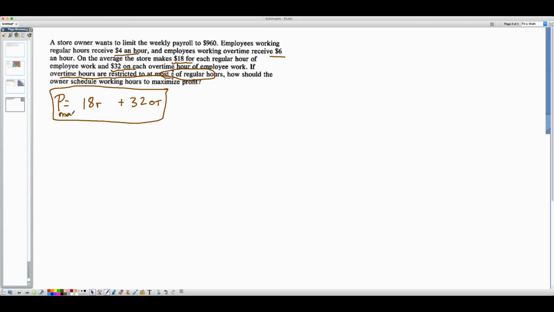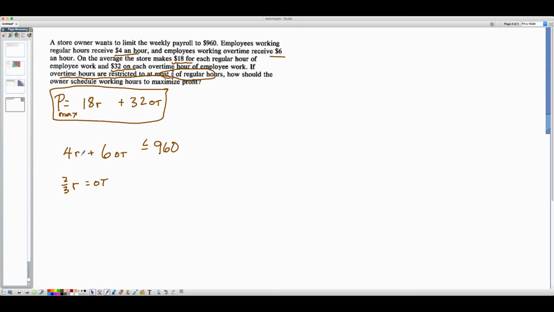We want to find out which value will give us the optimum here. So I know that I have $4 an hour for the regular plus $6 an hour for the overtime. And that's got to be less than $960 because that's all the money I have to pay out every week. And I also know that the overtime will be 2/3 of my regular time.